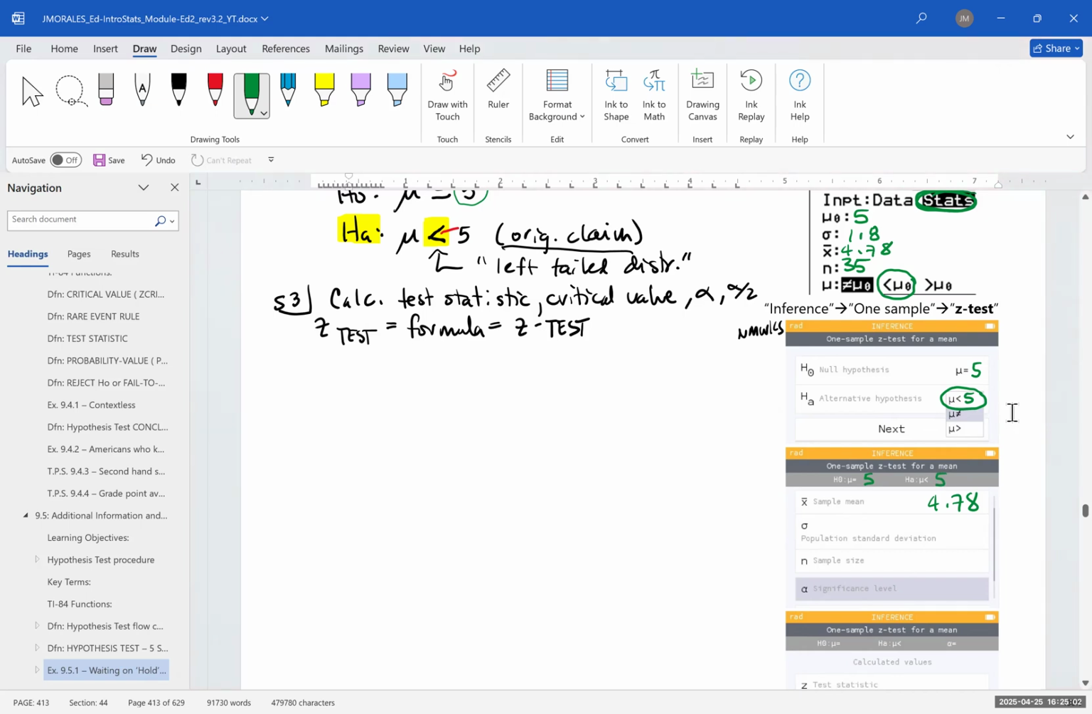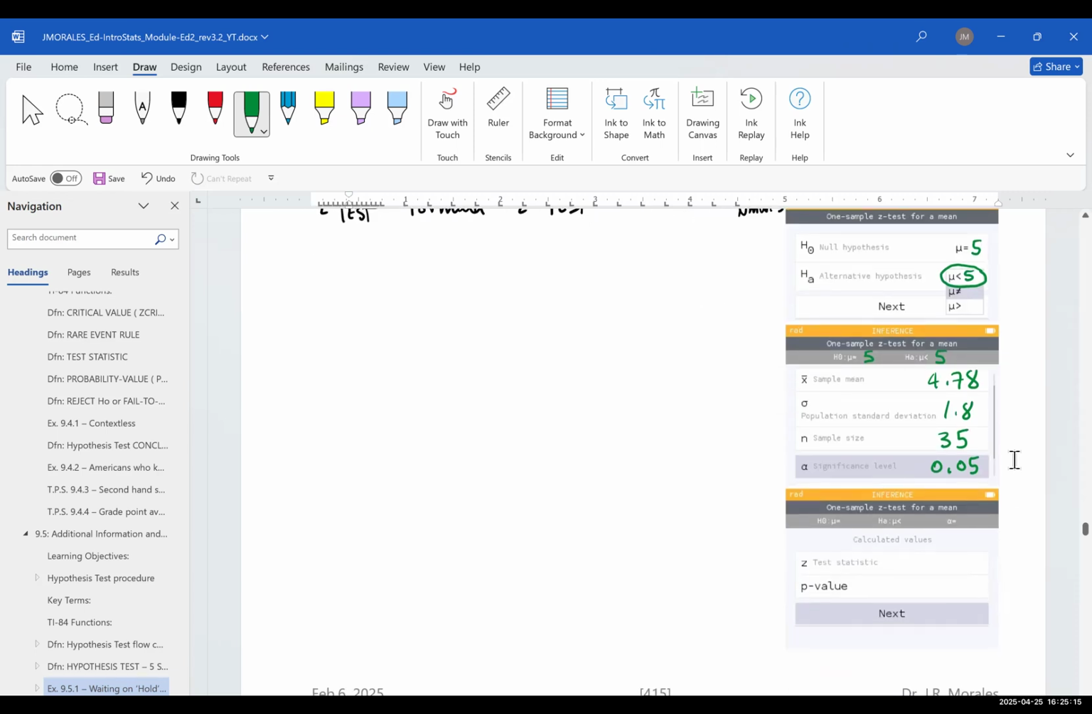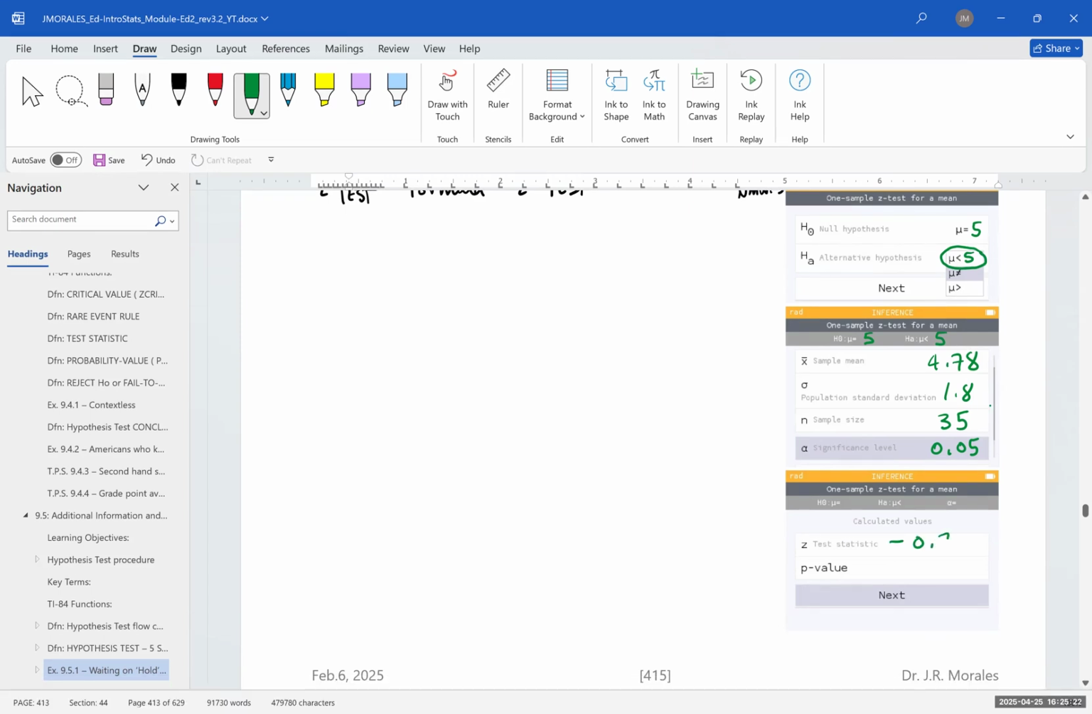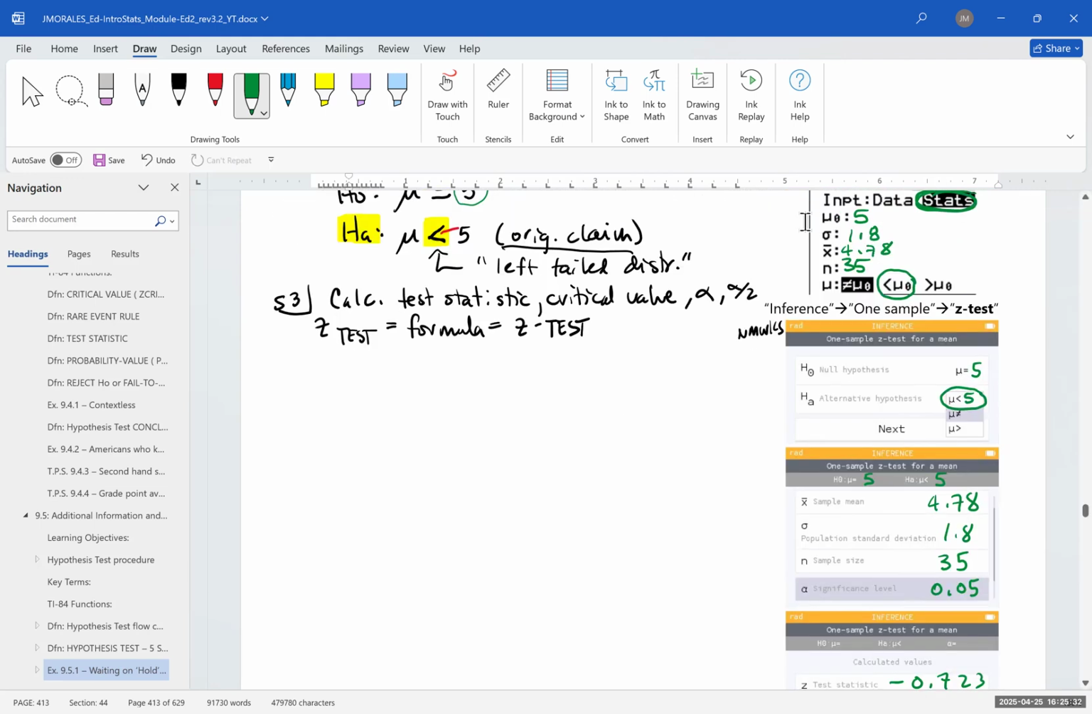And a population standard deviation of 1.8. Sample size of 35 with a significance level of 0.05. Okay, and scroll down. Okay, we end up with a z-test statistic of negative 0.723 and a p-value of 0.235. So let's go ahead and write that information here.